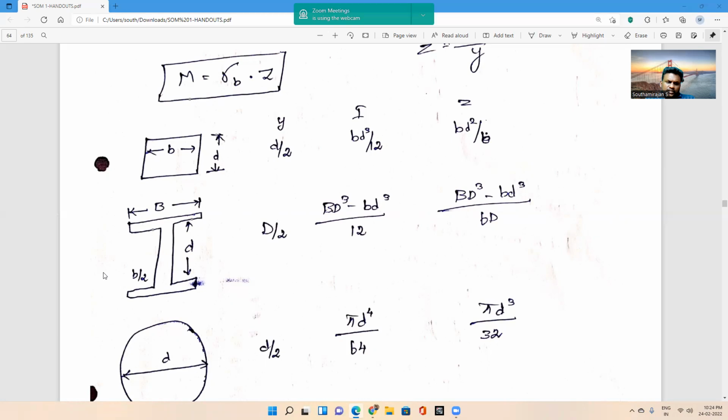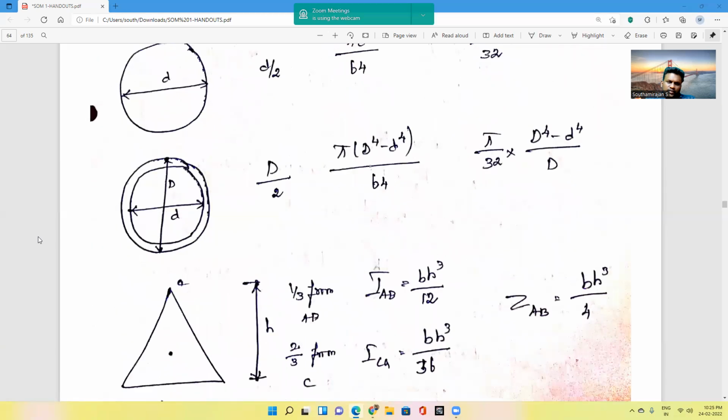Next will be the I section. For the I section, the total breadth will be capital B, and the depth between the flanges will be small d. In order to calculate the Y value, it is half of the total depth, that is D by 2. Next, the moment of inertia is BD cube minus bd cube by 12. Next, the Z value will be (BD cube minus bd cube) by 6D. So these will be the formulas for an I section.